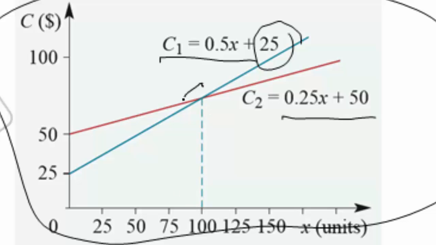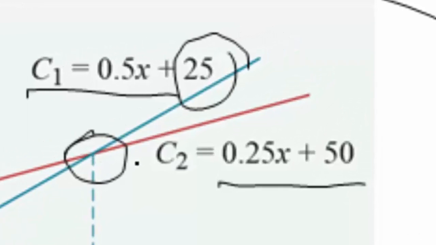Same cost, 100 units. So if you're buying less than 100 units, then the red one will be dearer and the blue one will be less expensive. Once you reach exactly 100, then either one will cost you exactly the same. If you want to buy more than 100, then the red one is the less expensive and the blue one becomes more expensive. So as you see, this helps us to solve equations.